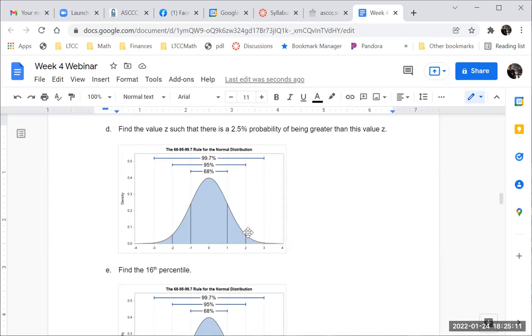And the idea is if there's 2.5% greater than, we can do the mirror image over on this side and say there's 2.5% on this side, kind of extreme on the other side. What's 2.5% plus 2.5%? 5%. So if there's 5% in the two tails, how much is in the middle? 95%. And look at that, the 95% goes between -2 and 2. So what's our answer?